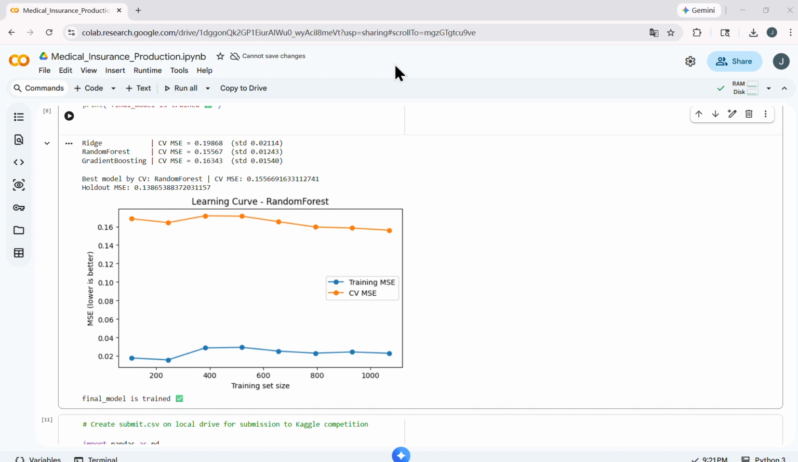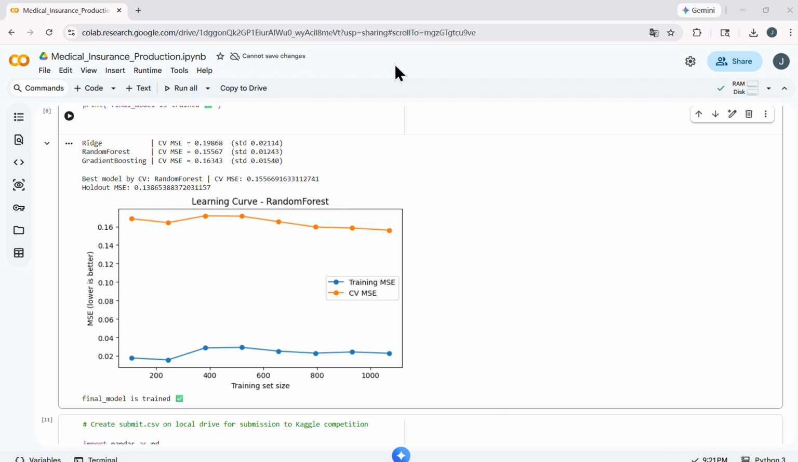I then analyzed the learning curve to understand bias-variance behavior. The curve showed that training error was lower than validation error, which is expected for flexible ensemble methods. However, the validation error plateaued at a stable level as training size increased, and the gap between training and validation error narrowed slightly with more data. This indicates controlled variance rather than pathological overfitting.